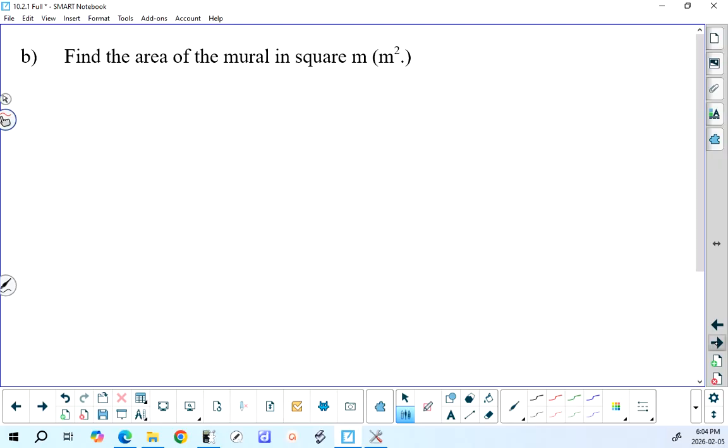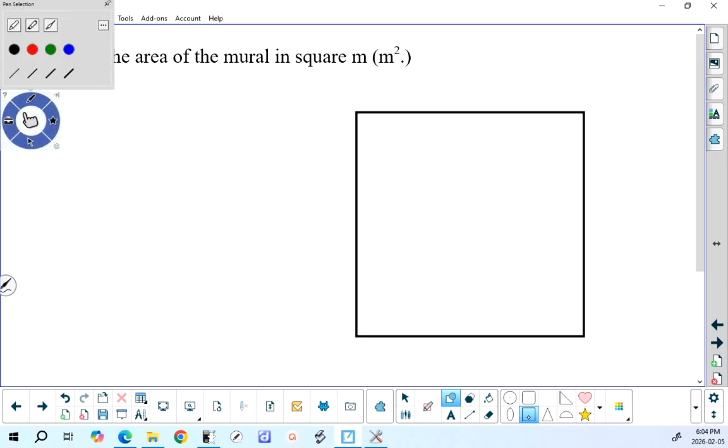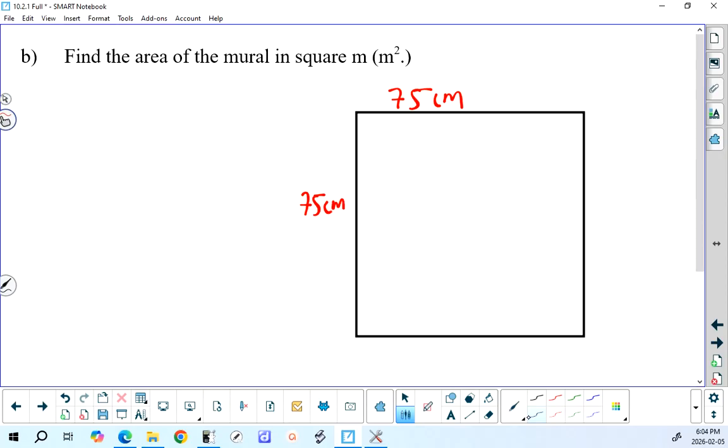What about if we wanted to calculate the area of the mural in square meters? Well, let me just draw a square again. We know that it was 75 centimeters across and 75 centimeters tall, but what we are asked to calculate is the area, and we are asked to determine the area in square meters.